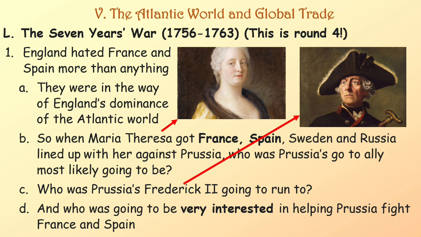Then we got round 4, the 7 Years' War, 1756 to 1763. England hated France and Spain more than anything. They were in the way of England's dominance of the Atlantic world. And so when Maria Theresa got France, Spain, Sweden, and Russia all lined up with her against Prussia, who was Prussia's go-to ally most likely to be? Who was Prussia's Frederick II going to run to, and who was going to be very interested in helping Prussia fight France and Spain?